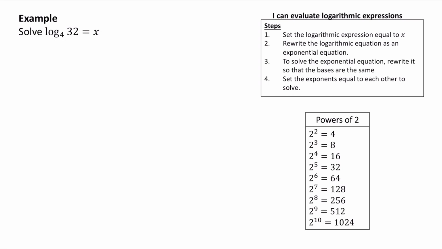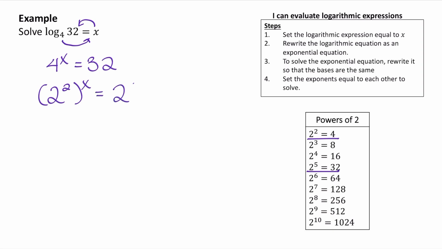So for example, let's try solving the log base 4 of 32 equals x. So I'm going to rewrite this in exponential form. So I have 4 to the x equals 32. So I'm going to look at my squares and powers chart and notice that both 4 and 32 appear as powers of 2. So the 4 I'm going to rewrite as 2 to the 2, that's the x power, and that equals 32, which is 2 to the 5th.